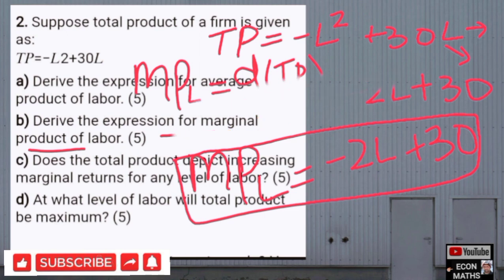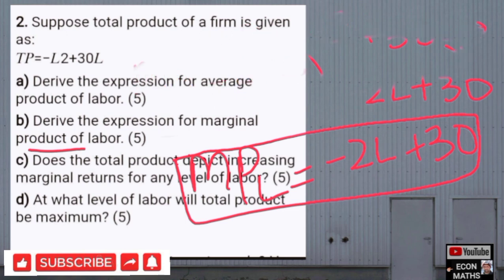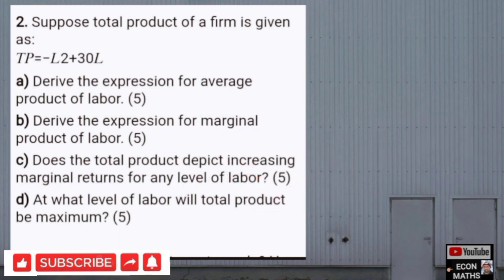So I will rub this. Now the third part asks us, does the total product depict increasing marginal returns for any level of labor? We have to see whether there is increasing marginal returns. So for that we will see, so I will rub this also. So our marginal product of labor which we got was minus 2L plus 30. We will try to see whether we are getting the increasing marginal product of labor or not.